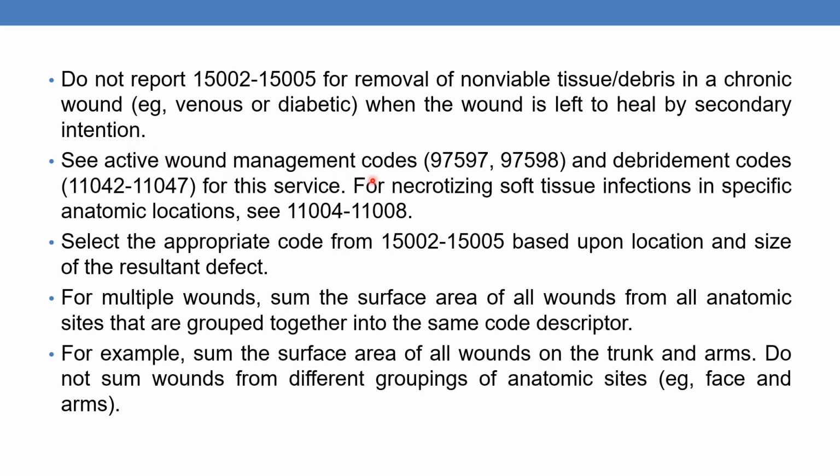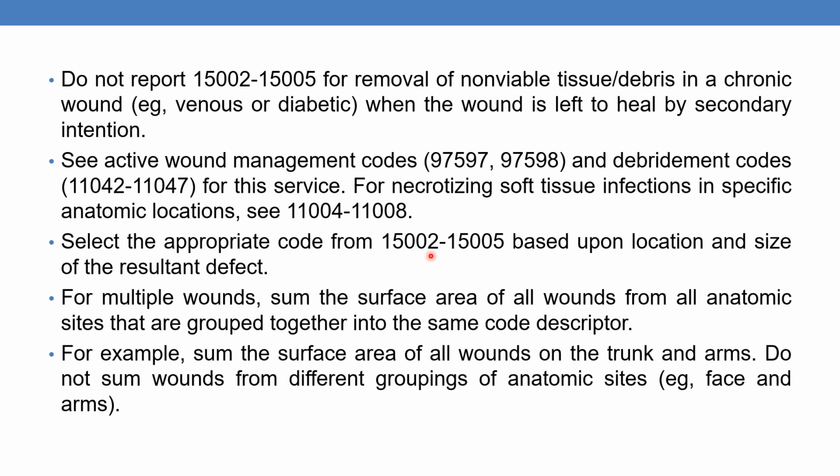And see the active wound management codes that come under the range 97597, 97598 and debridement codes that come under the range 15042 to 15047 for this service. Usually skin replacement surgery codes should not be used for the removal of non-viable tissue in a chronic wound, for example, venous ulcer or diabetic ulcer. In those cases, active wound management codes or debridement codes are used. And for necrotizing soft tissue infections in specific anatomical locations, we must refer to the 11004 to 11008 series.